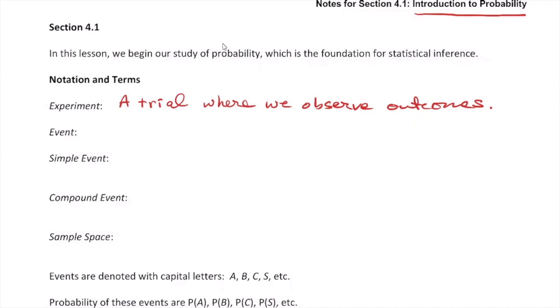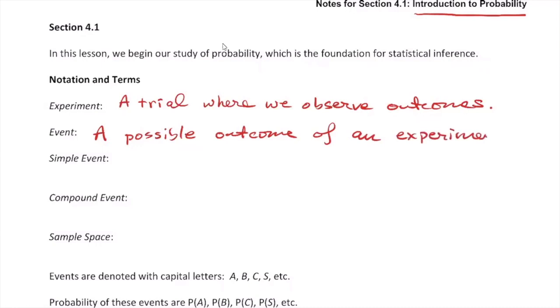An event is a possible outcome of an experiment. Okay. A simple event is an event that can happen in only one way.